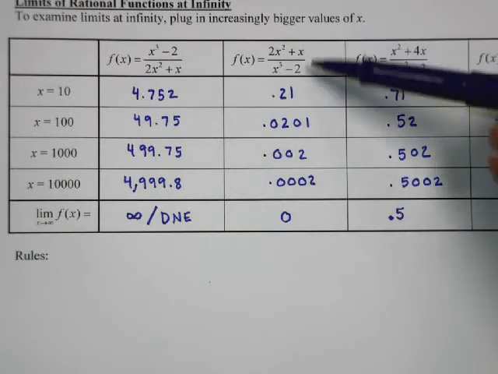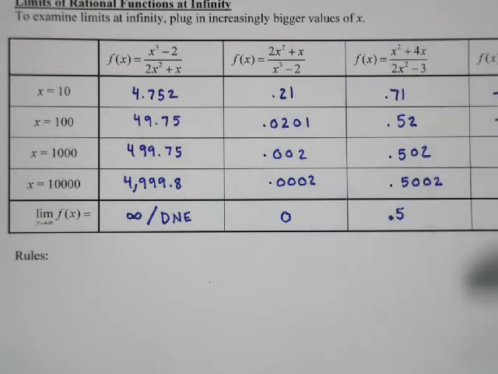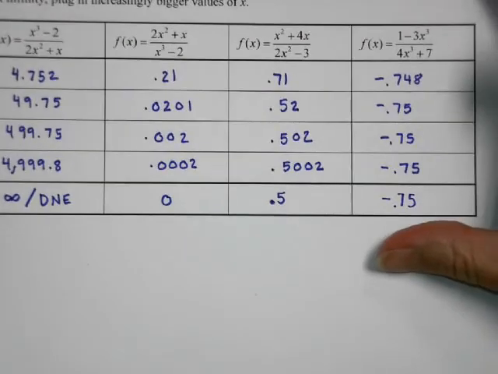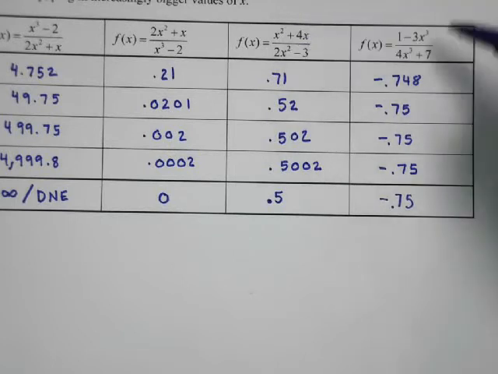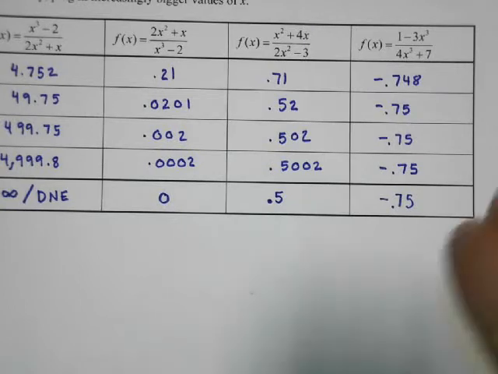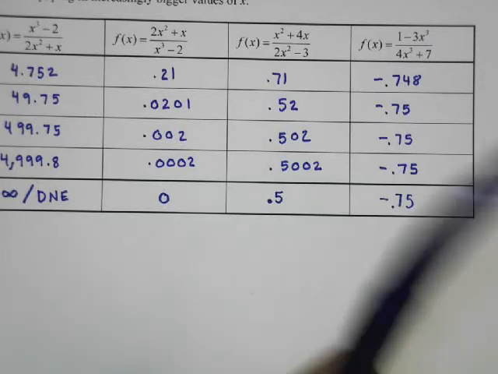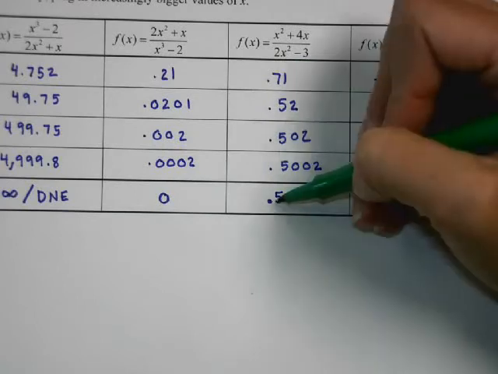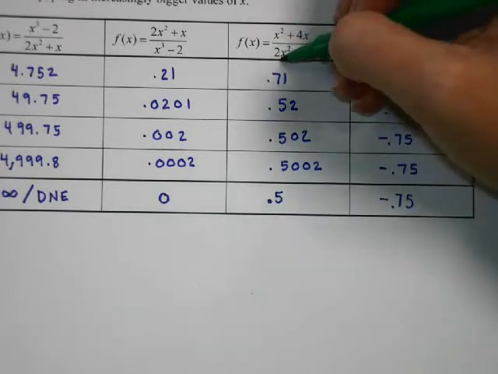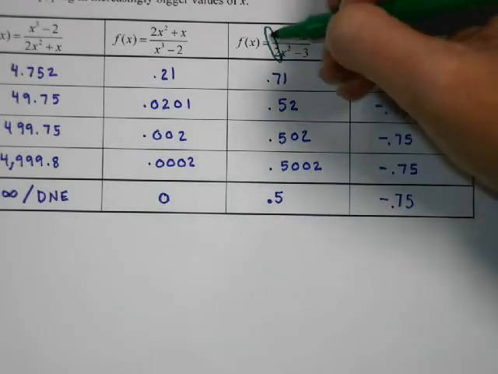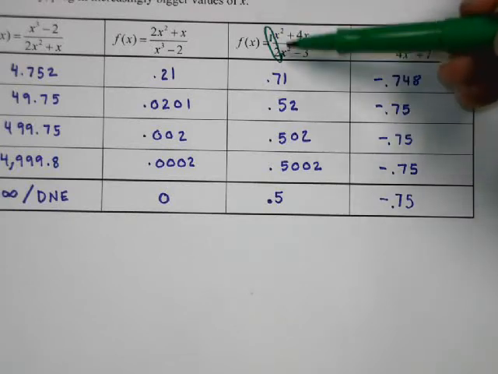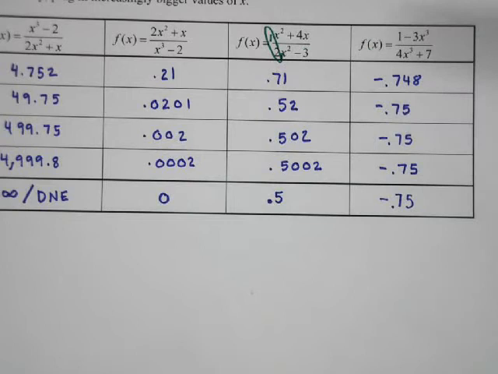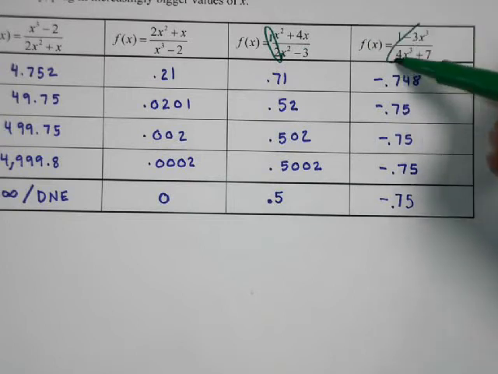These last two, the degree was the same. Degree 2 over degree 2, degree 3 over degree 3. So they basically grow at the same rate. What takes over, where did we get this 1/2? Well, it's the coefficient, that would be a 1 over 2. Because this would be like 1 billion over 2 billion, which is 1/2. Here, the negative 3/4 is where we're getting negative 0.75.